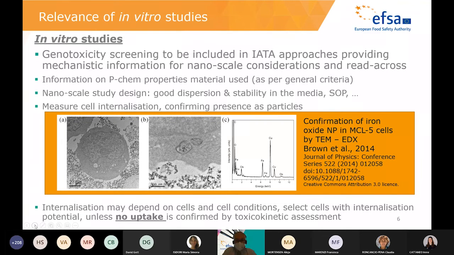obviously, the results are useless unless you can clarify that you do not expect any uptake of the particles based on the toxicokinetic assessment. But if you have, say, a material where you already observed that there is some uptake, then you need to confirm in the genotoxicity assessment that the nanoparticles have been taken up by the cells, because that is the only way that we can address this essential endpoint.